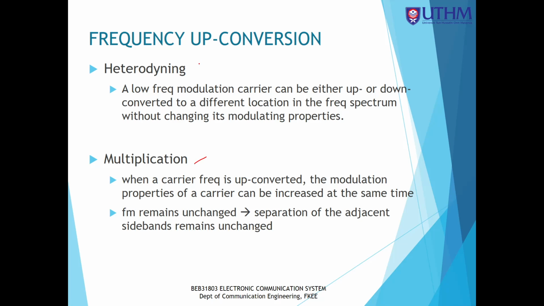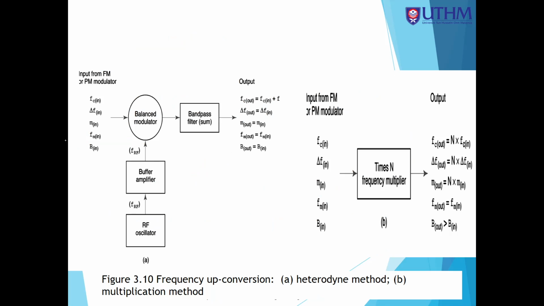Okay. Heterodyning adalah proses combine. Okay. Mixing process. You are mixing with the carrier or another signal in order to produce the higher frequency at the output. Atau boleh juga you buat menggunakan multiplier. Itu menggunakan multiplication process. Okay. Apa beza dia?